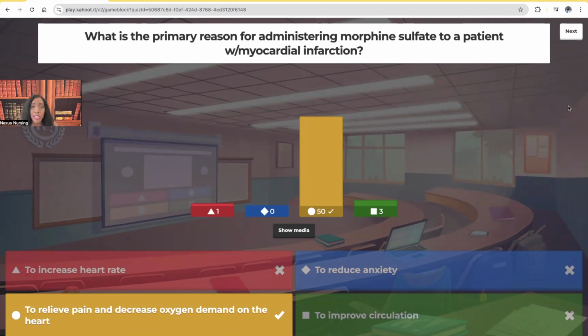If you are having a heart attack, your heart muscles are not getting the oxygen, the vitamins, the minerals, the nutrients that it needs, right? So we want to decrease that demand because it's already not getting it as it is. So we want to decrease that demand. So that's why we're giving morphine.